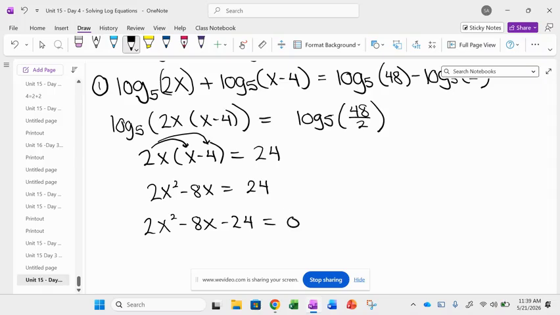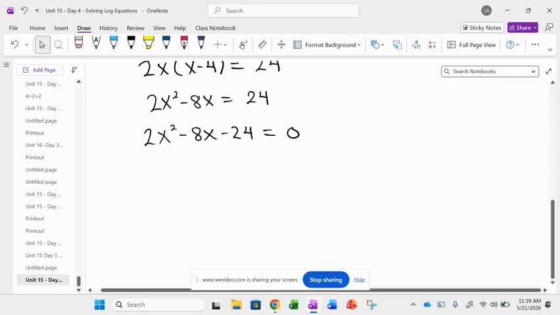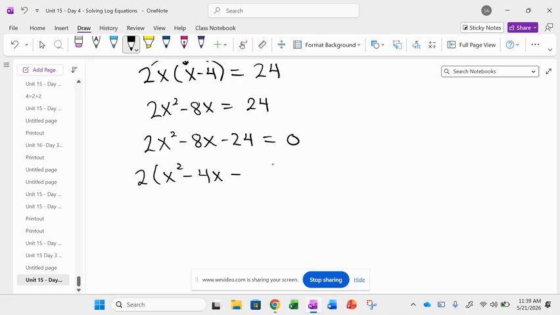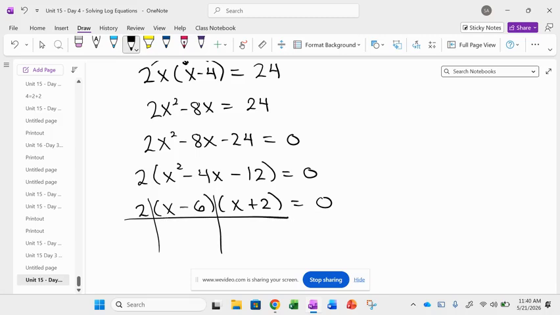Now, when we factor, the first thing we should always look for is what? Yep, GCF. Let's pull out that GCF of 2. So we have x squared minus 4x minus 12. And we can absolutely factor this. If we couldn't factor it, what would we have to use? The quadratic formula, yeah? So we're going to have x minus 6, x plus 2. 2 can never equal 0, so that's out. And we're going to get x equals 6 and x equals negative 2. But we're not done.